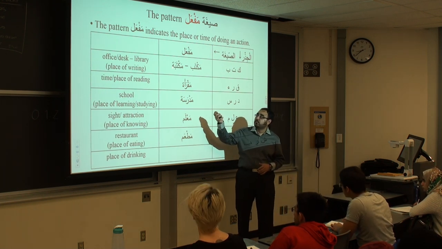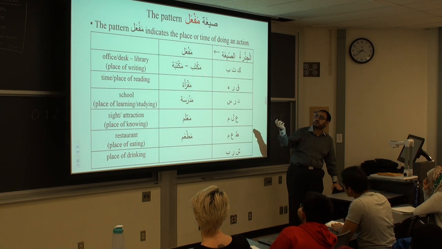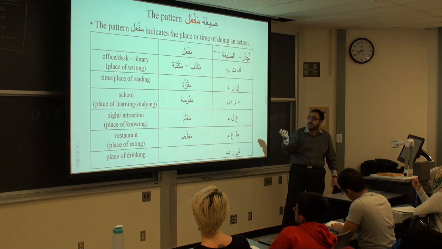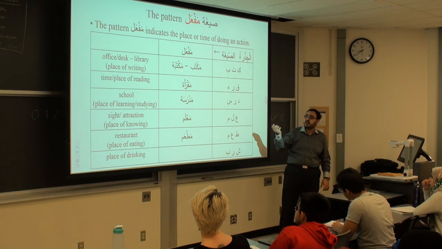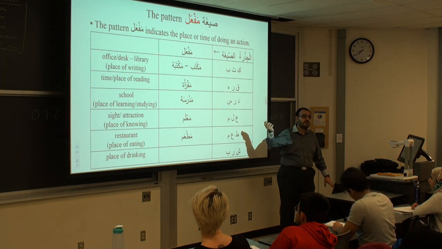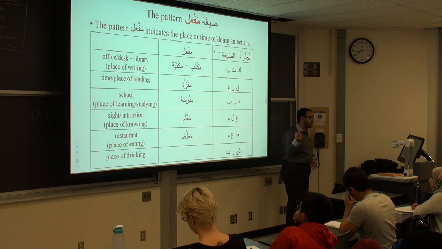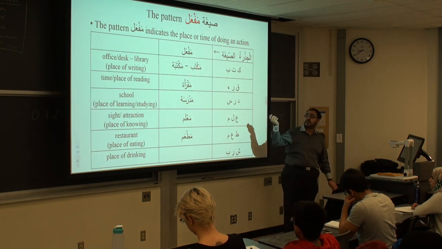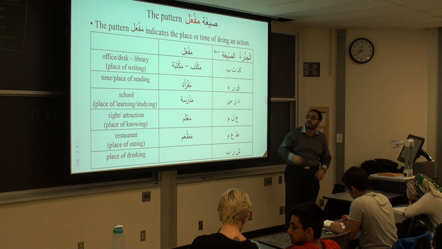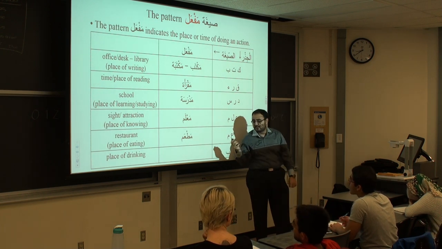By adding the تاء مربوطة, you're making this word feminine. So مكتب is following the pattern مفعل, and the morphological weight as well is مفعل. Okay, مكتبة, it's following the pattern مفعل, but if we weigh this word morphologically, you will add the تاء مربوطة to the morphological weight as well. So the morphological weight of مكتبة is مفعلة. This is the masculine singular, i.e. the place of writing, and this is the feminine singular of the place of writing still. So مكتب and مكتبة both indicate the place of writing.